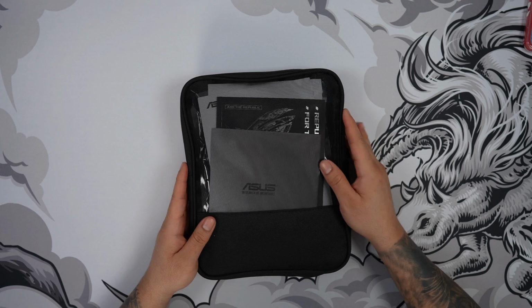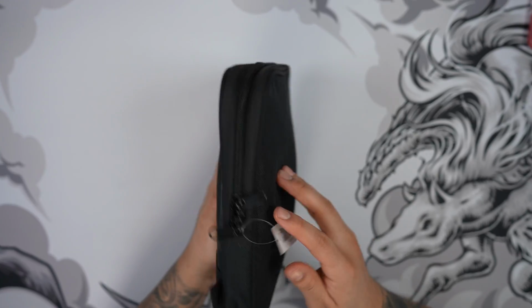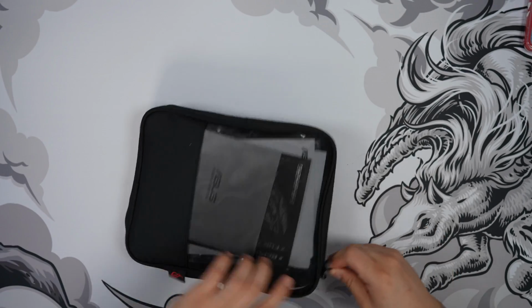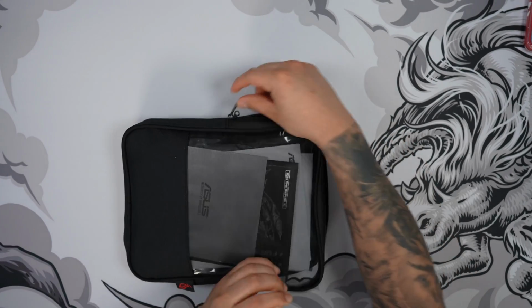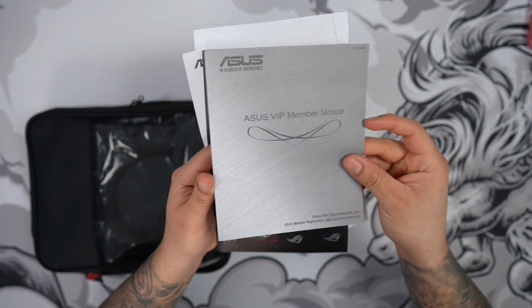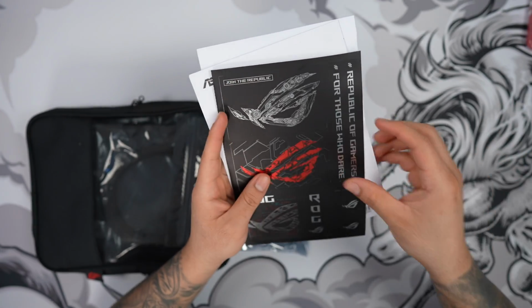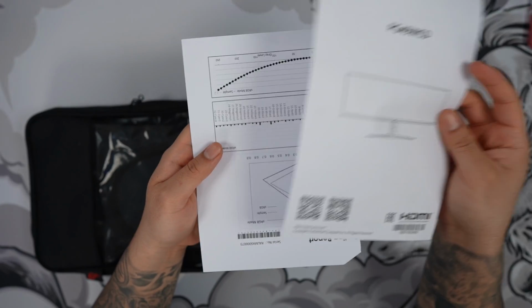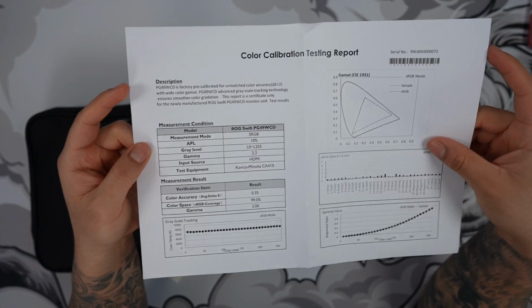Before I reveal the screen, let's look into what we get inside this accessory pouch. First off, this pouch is very nice and premium, and it's something I would definitely use to store my cables in. Inside, we get a VIP member notice, some cool looking ROG stickers, a user manual, and a factory color calibration testing report, which is awesome.